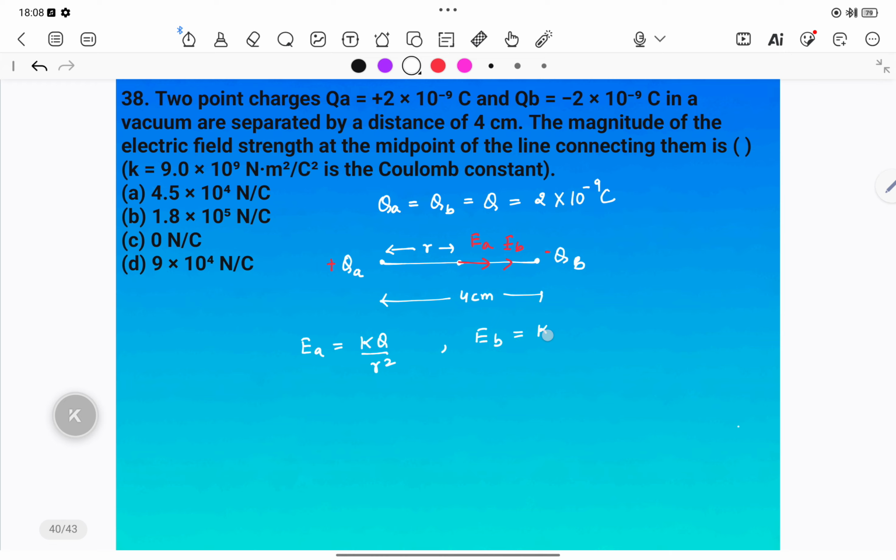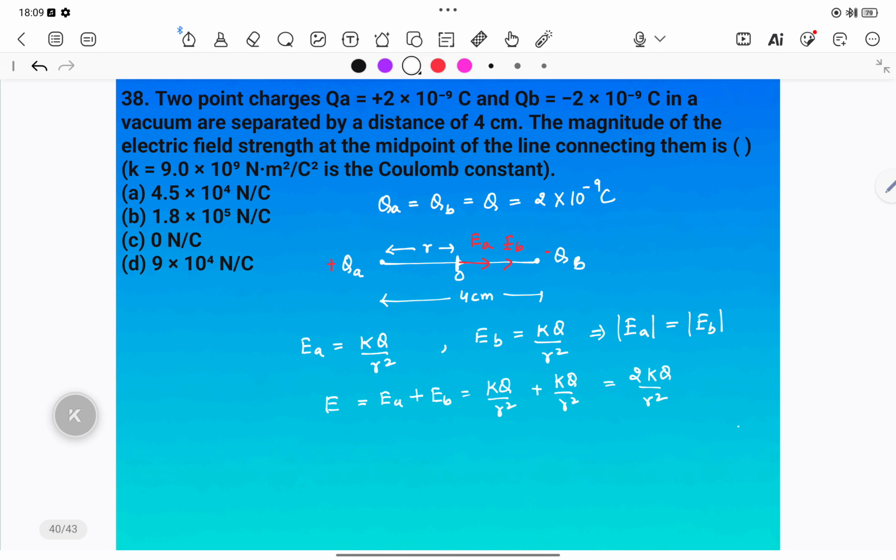And EB will be equal to KQ by R square. Since the magnitude of both electric fields is the same, this implies that the magnitude of electric field at A point is equal to the magnitude of electric field at B point. So at the center, that is at O, the net electric field will be equal to EA plus EB, which will be KQ by R square plus KQ by R square. It will become 2 KQ by R square.